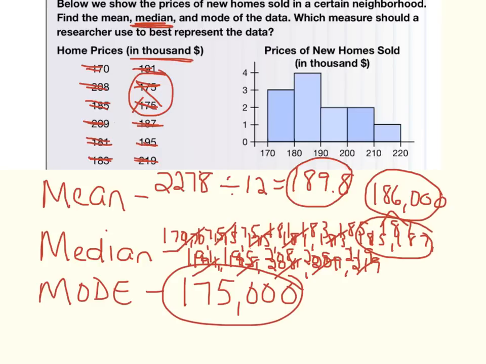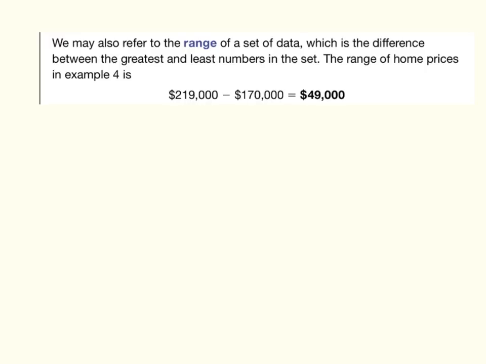So summarize that in your own words. You might have to play that back. All right, the last word we have for today is the range. So write that down. The range of a set of data is the difference between the greatest and the least numbers in the set. So for the range of the home prices that we just talked about, the highest price was $219, the lowest was $170, so the range is $49,000, which is the difference between the greatest and the least of the numbers.